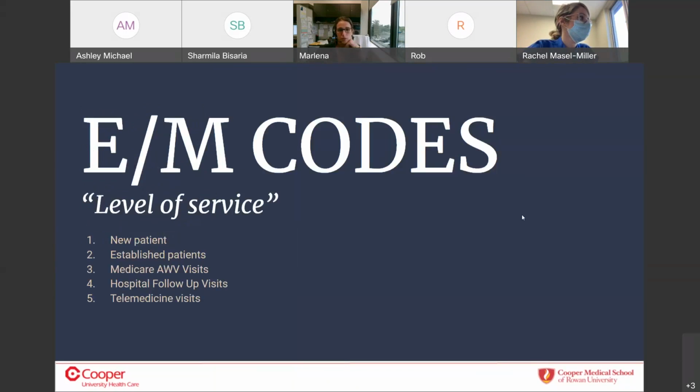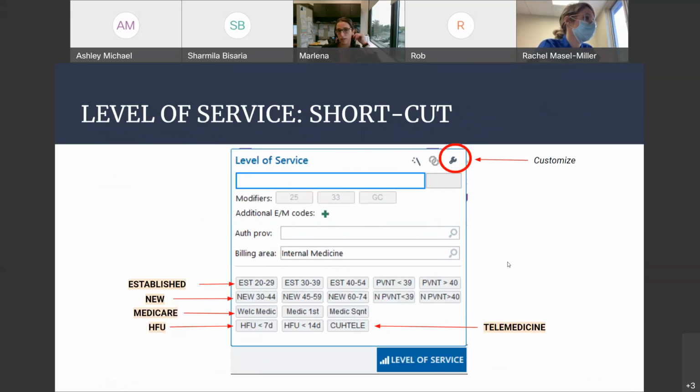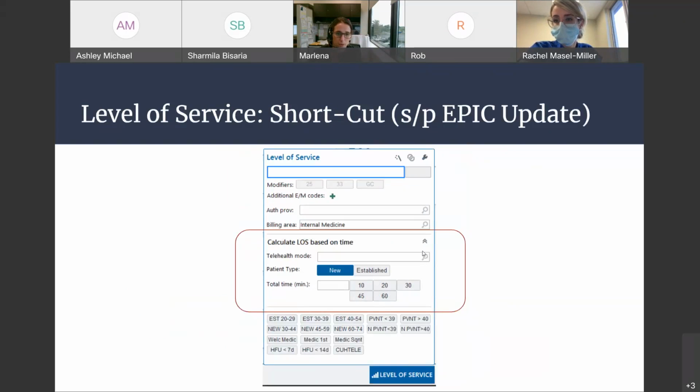Okay. So now we'll dive more into the E&M codes specifically. Something I wanted to show you here is what I created in my Epic and what I learned when I first started. If you haven't done this already, when you go to your level of service, if you open any of your patients' notes who you haven't seen yet and click the wrench at the top here, you can customize all of this. Essentially, when I am going to bill, I don't have to think about 99213, 99214, anything like that. I just click on these buttons and it automatically populates into the level of service. You can see I organize it by established care, new patients, Medicare, hospital follow-up, and telemed. The slide before it shows that with the new update, they included this telehealth mode. So that's what my level of service and E&M codes look like.